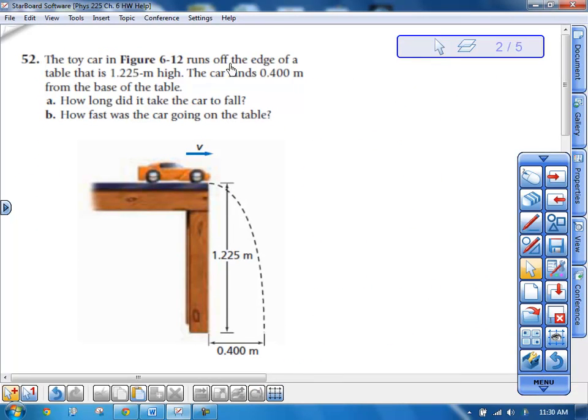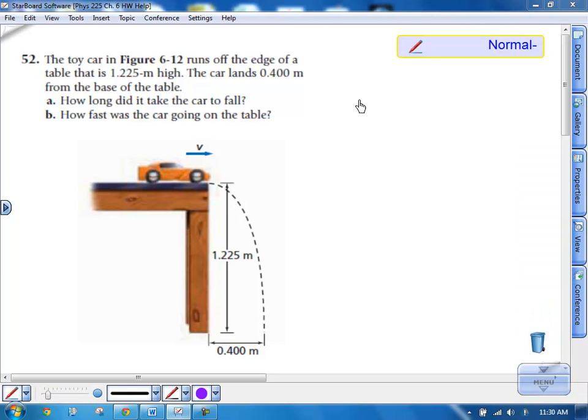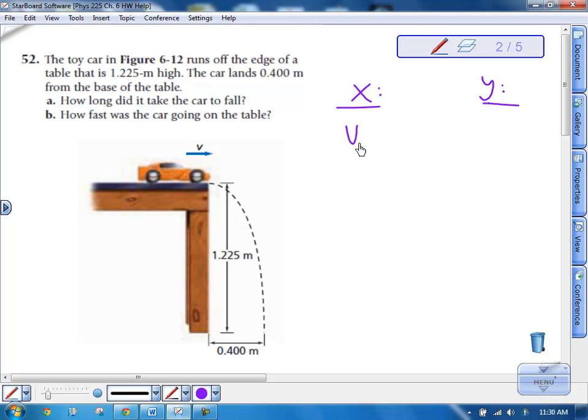Next one says, toy car runs off the edge of the table that's 1.225 meters high. The car lands about 0.4 meters from the base of the table. How long did it take to fall? Once again, just for the sake of being organized, because the brain retains stuff better that way: velocity in the x, because it's average, we don't know. Distance in the x is 0.4. Time in the x, we don't know.